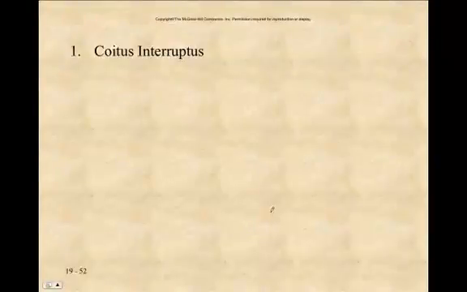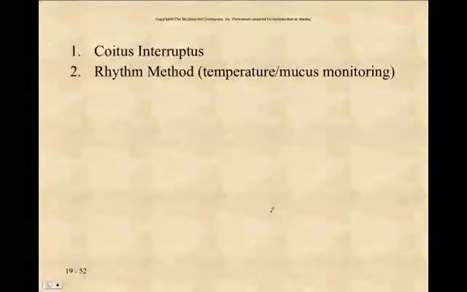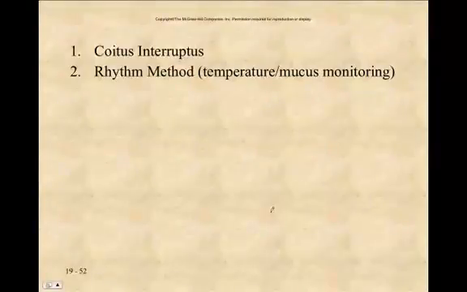The first one is coitus interruptus, just like it sounds. This would be withdrawing the penis before ejaculation. Obviously not the safest method for birth control.